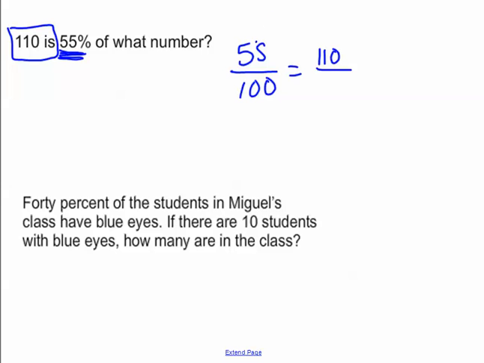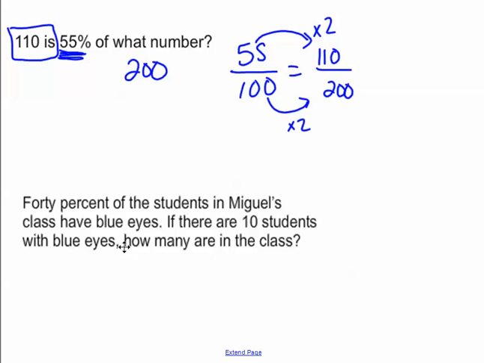So how did I go from 55 to 110? I got larger, so that means I have to be multiplying. So I multiplied by something. I multiplied by 2, multiply by 2, and I get 200. Okay, so my answer would be 200.